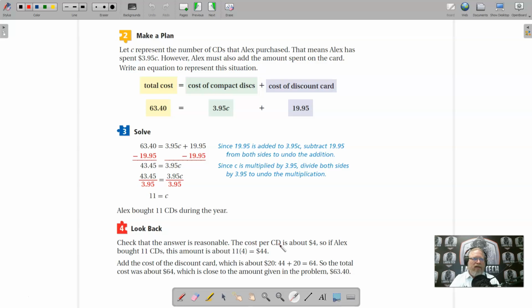Well, the cost of each CD is about $4. And if we're saying, okay, she bought 11 of them, that means she spent roughly about $44 on the CDs. The cost of the discount card was pretty close to $20. So we take 44 plus 20, we would get 64. Well, 64 is pretty doggone close to $63.40. Therefore, our answer of 11 does indeed make sense.